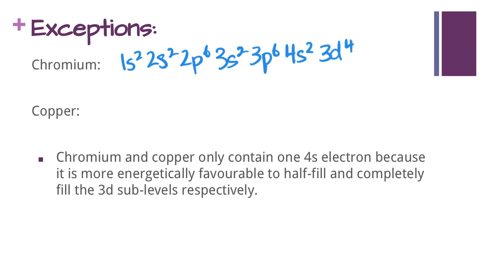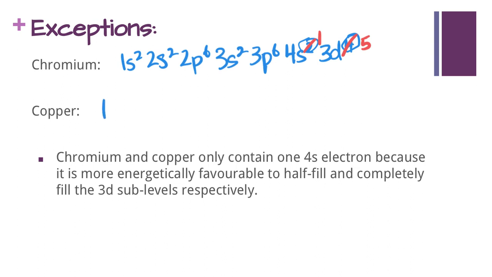But it's actually a bit more energetically favorable to half fill all the d orbitals and keep the s orbital half filled, mostly because they're really close in terms of energy. So it is a little bit more energetically favorable. Instead of writing 4 here, we would write 5, and instead of writing 2 here, we'd write 1. So its configuration would be 4s1, 3d5.